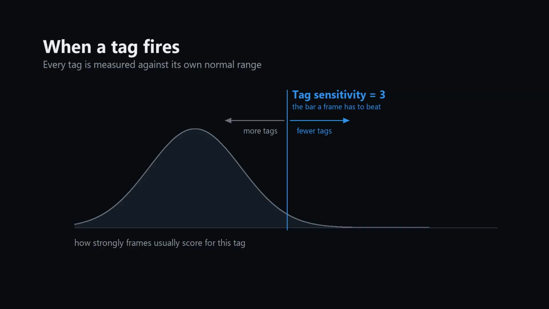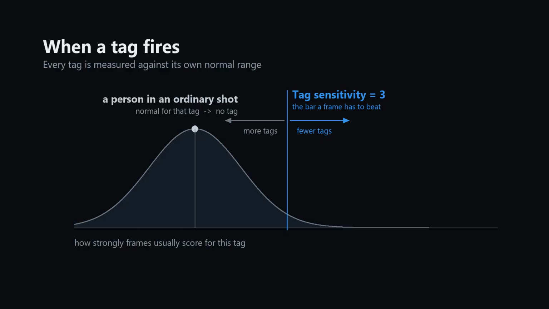A tag doesn't fire when the thing is present. It fires when the frame scores unusually high for that tag, compared to that tag's own normal range. Every one of the 141 tags carries its own baseline. And the number you saw scrolling in the log is how far above that baseline this frame scored.